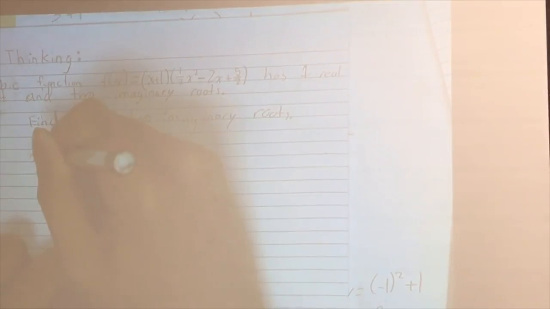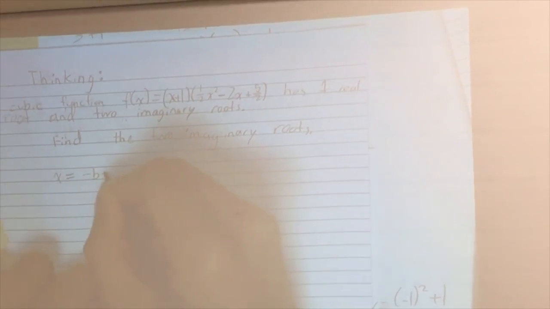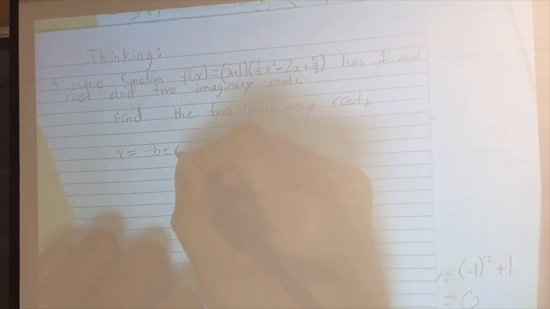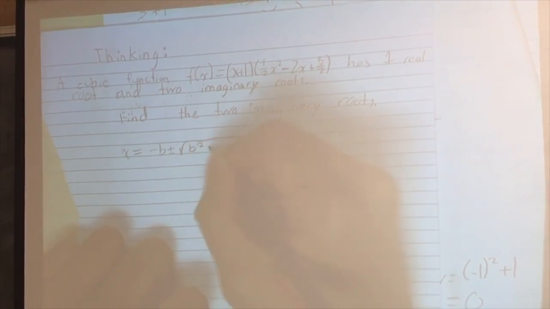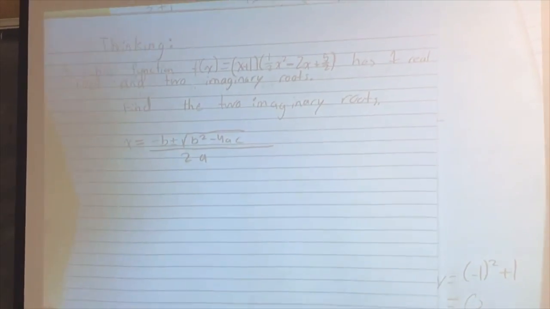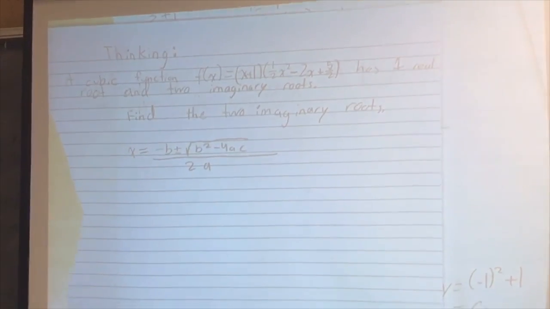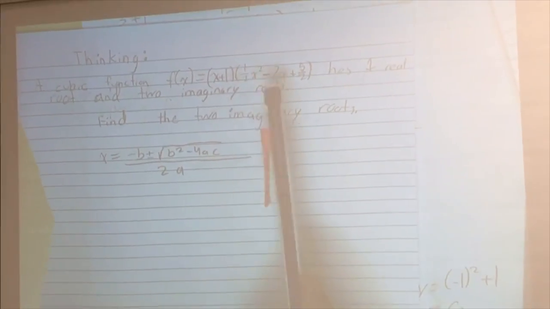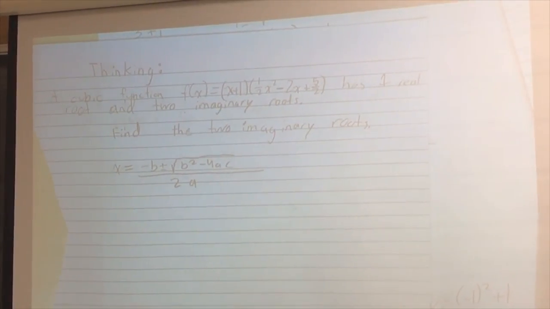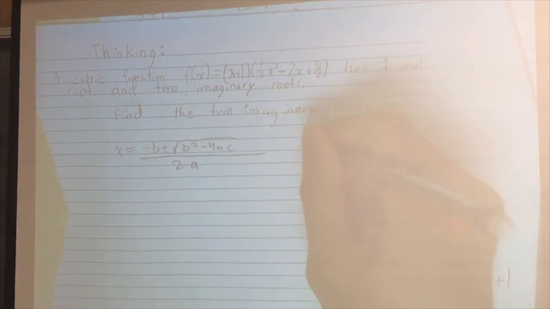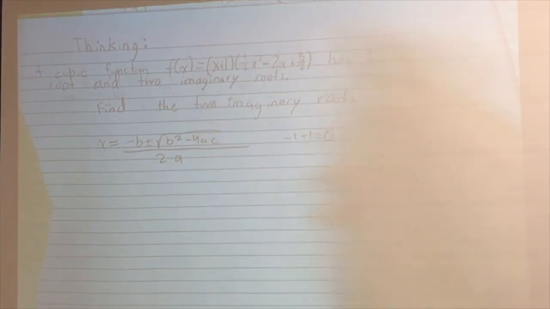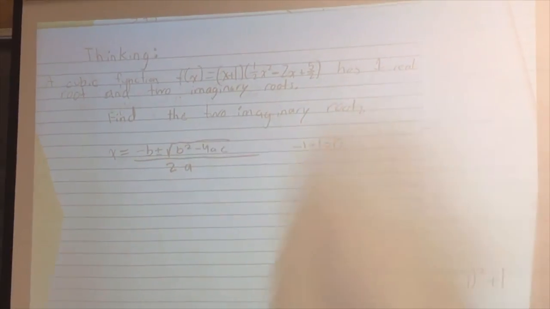So we can use the quadratic formula, which is x equals negative b plus or minus the square root of b squared minus 4ac over 2a. So we already know this part. We already know x plus 1 is going to be 0, or negative 1 plus 1. We know that the real root is negative 1, because negative 1 plus 1 equals 0. We can just ignore that part for now. Just think of this part as one quadratic, and we can just plug those in.